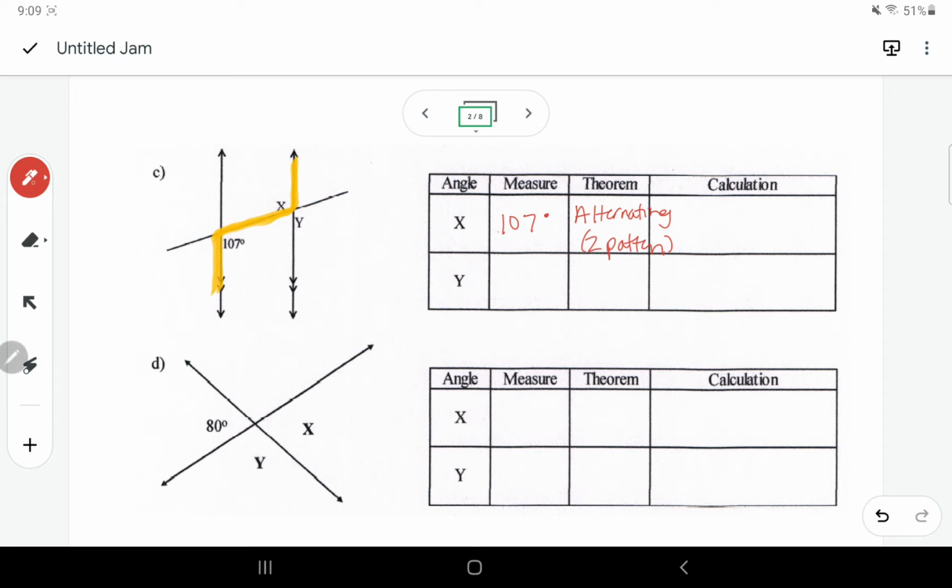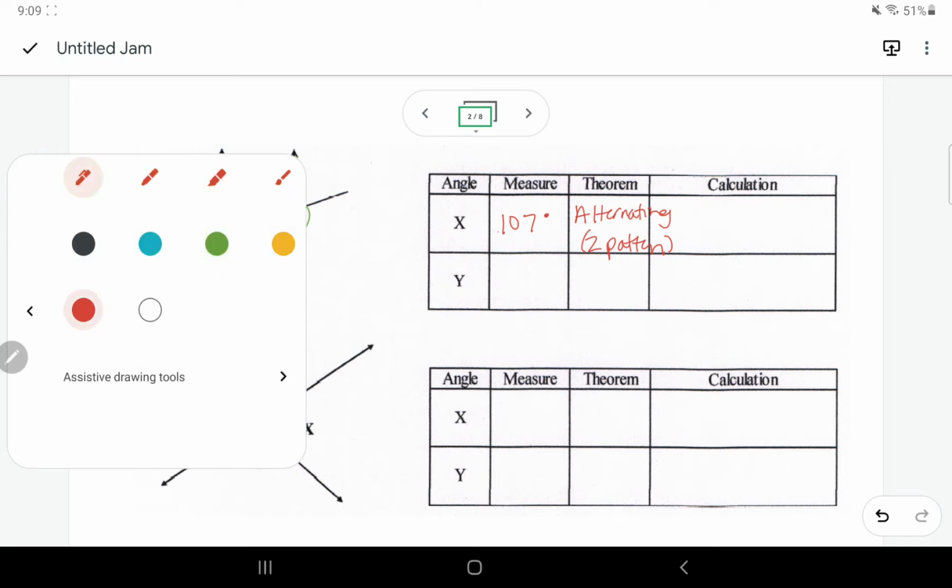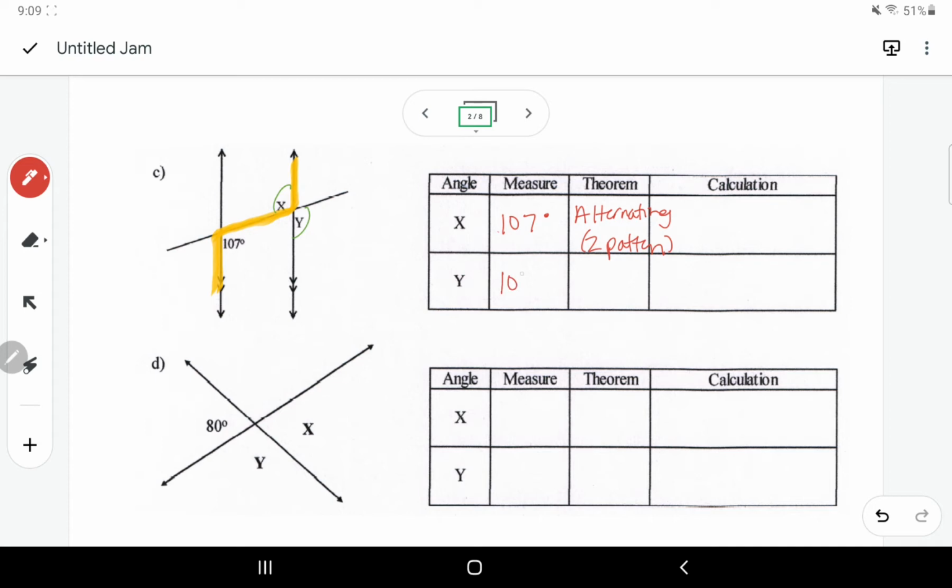And we can also see here that Y is opposite to the X on those intersecting angles. So I would get Y is also 107. And the theorem is the opposite angles. Okay.